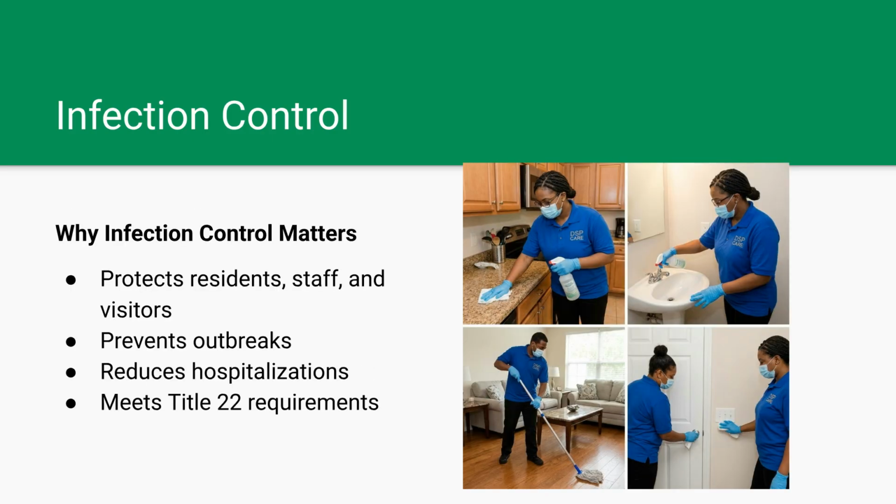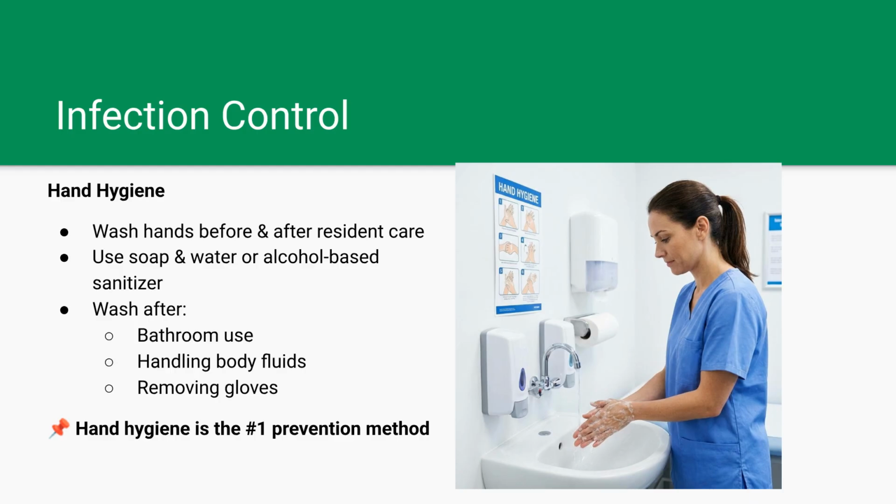Infection control matters because it protects residents, staff, and visitors. It helps prevent outbreaks, reduces hospitalizations, and meets regulatory requirements. Hand hygiene is the #1 prevention method. Always wash your hands before and after resident care and after bathroom use, handling body fluids or removing gloves.